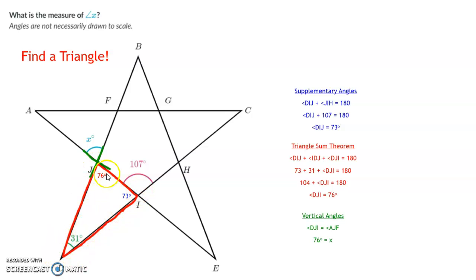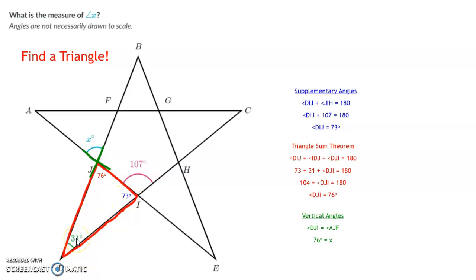I drew this triangle here because I knew this angle, and I knew something related to this angle, which is 107, and I knew something related to this angle, which is x. So what I was able to do is start from one piece of information, this 107, and use the supplementary angles theorem, which means that 107 plus something is equal to 180. That's 73.